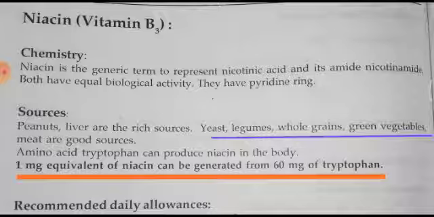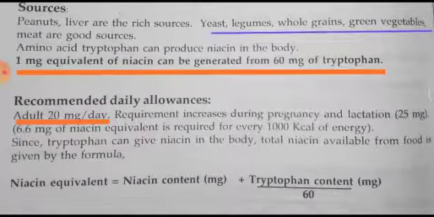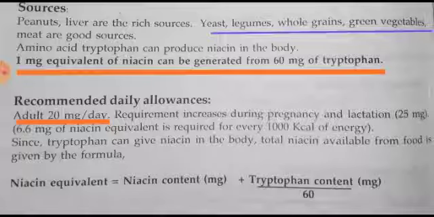In vitamin B2 also, I have told you that the conversion of tryptophan to niacin is helped by vitamin B2. So if you consume tryptophan, it will get converted to niacin in the body. Recommended dietary allowance: the requirement of niacin is 20 milligram per day, and during pregnancy and lactation it will be 25 milligram. So 6.6 milligram of niacin equivalent is required for every 1000 kilocalories of energy.